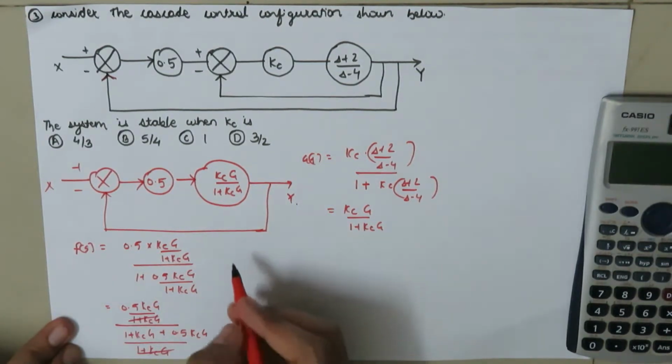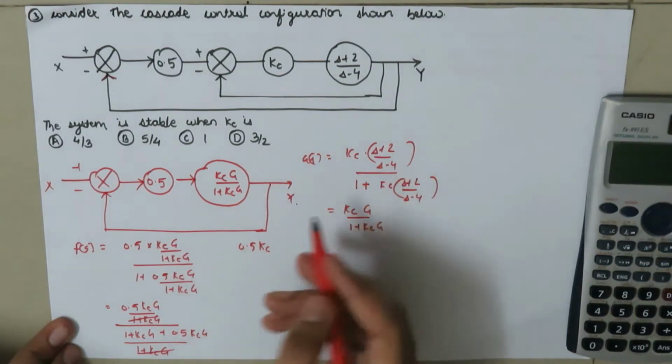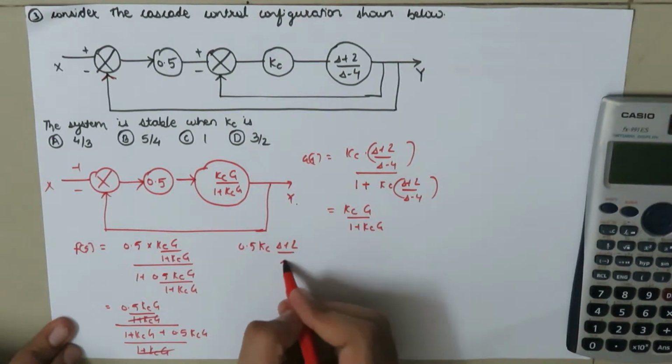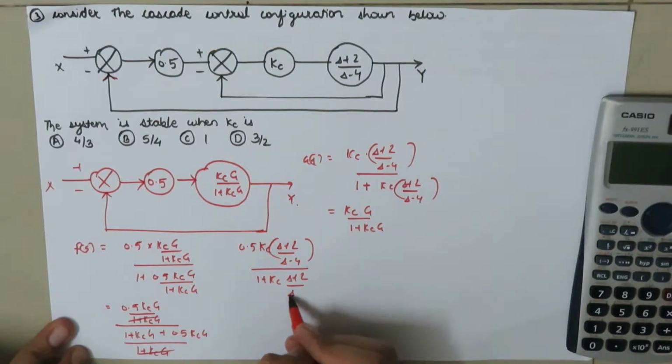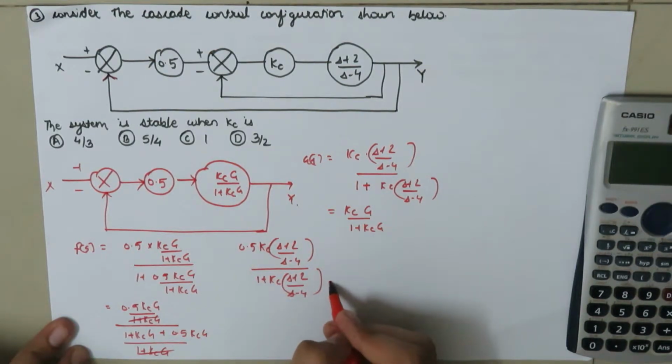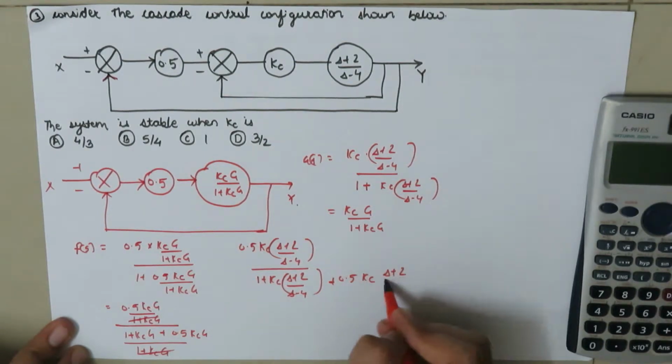So this will get cancelled, and we are left with 0.5 Kc into G, where G is (S plus 2) upon (S minus 4), over 1 plus Kc into (S plus 2) upon (S minus 4) plus 0.5 into Kc, G is (S plus 2) upon (S minus 4).